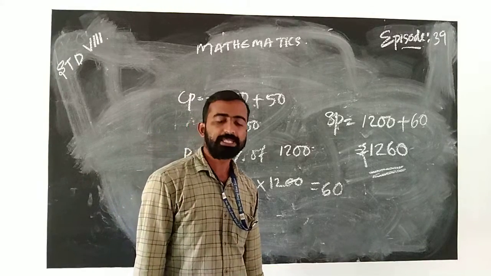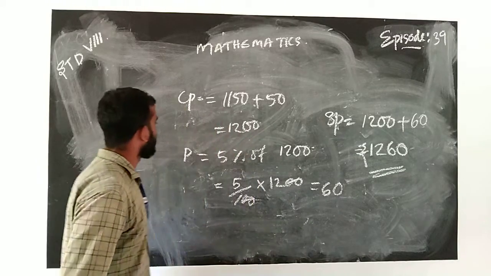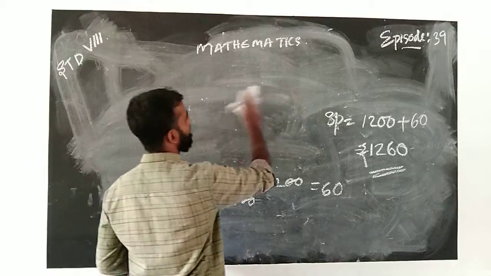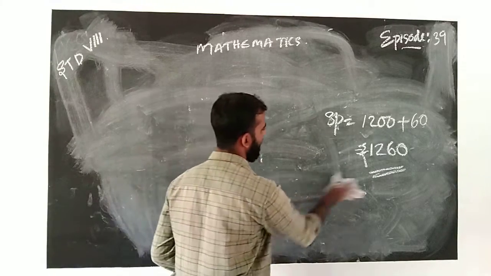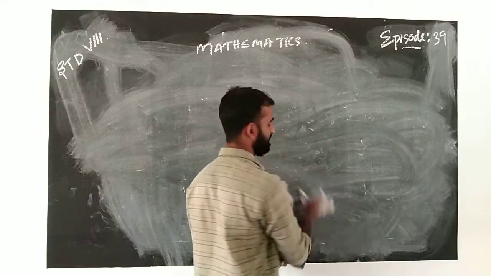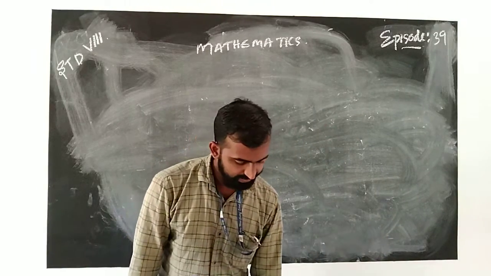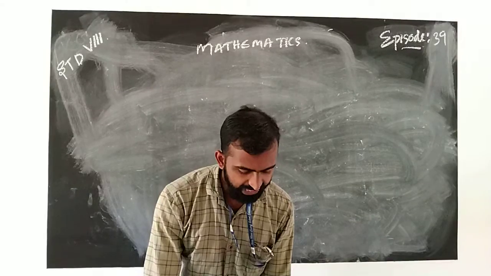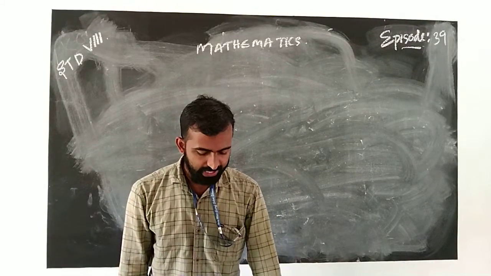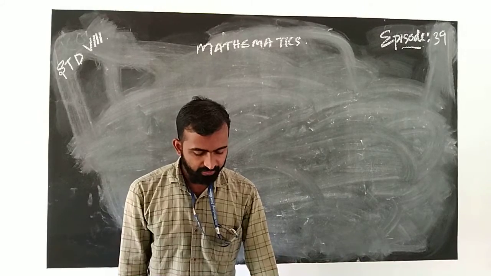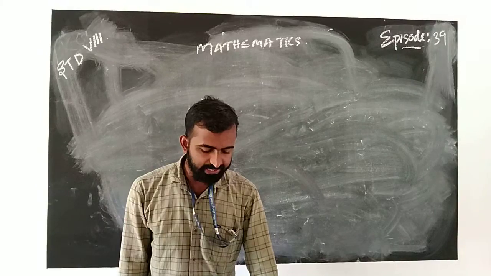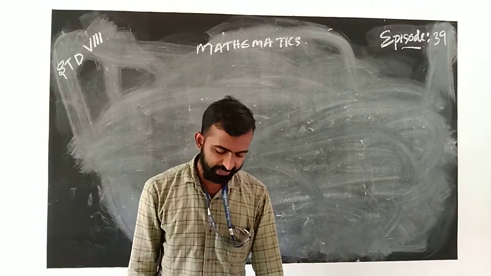1260 rupees is the selling price. And next one is C part: a fan bought for 560 rupees and expense of 40 rupees made on its repairs. What is the selling price?